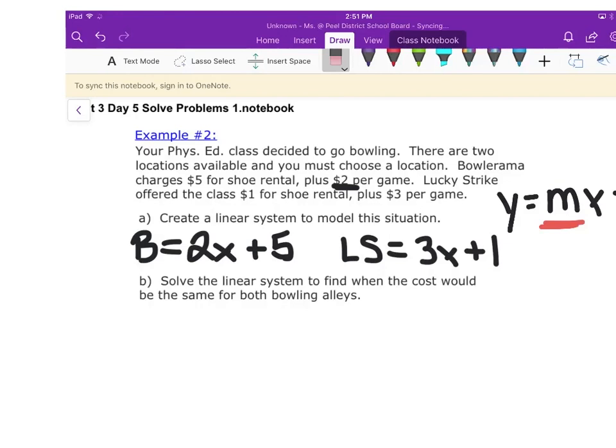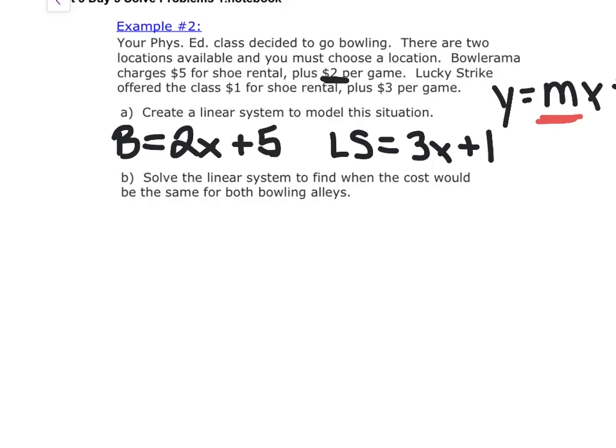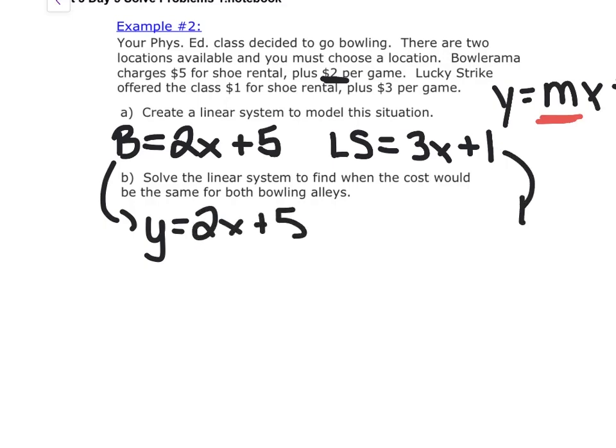Solve the linear system to find when the cost would be the same for both bowling alleys. So what they would like you to do is to take those two equations, and if you want to, you could rewrite them as y equals 2x plus 5 and y equals 3x plus 1. They want you to solve the linear system, meaning to find the point of intersection.